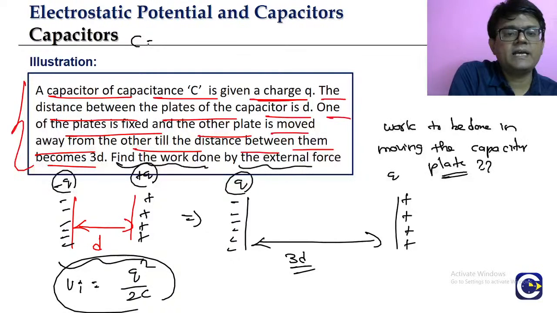So initially capacitance is what? C, right? What is the value for that? If the capacitor plates have an area A, let us say area is A, then it is A into epsilon naught by D. That is the value of the initial capacitance.